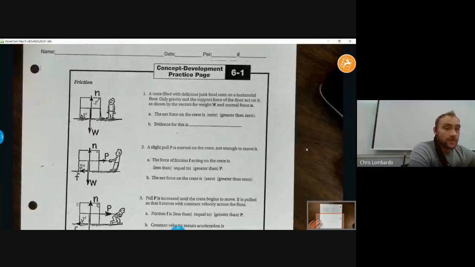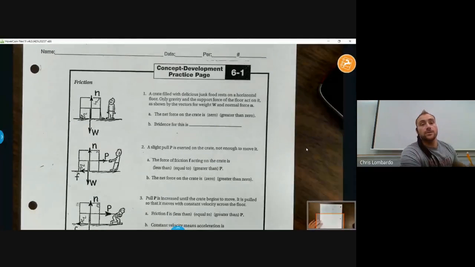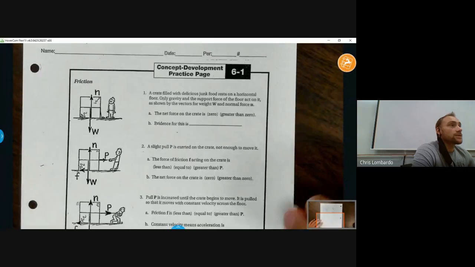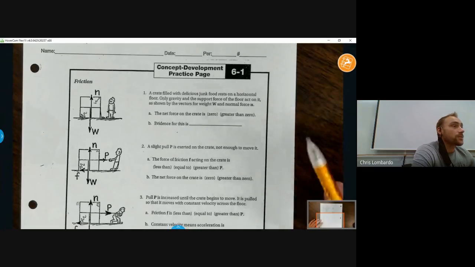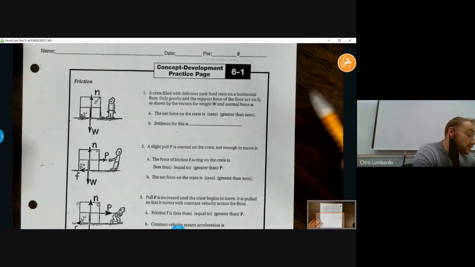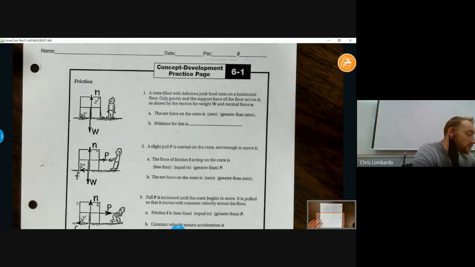So guys, this concept development here, what we have to do is figure out and sum through net forces. We have a couple of different forces acting on it. We have these free body diagrams to give us a hand here. Weight is our force going downward. Normal force, our lowercase n here, is going upward.